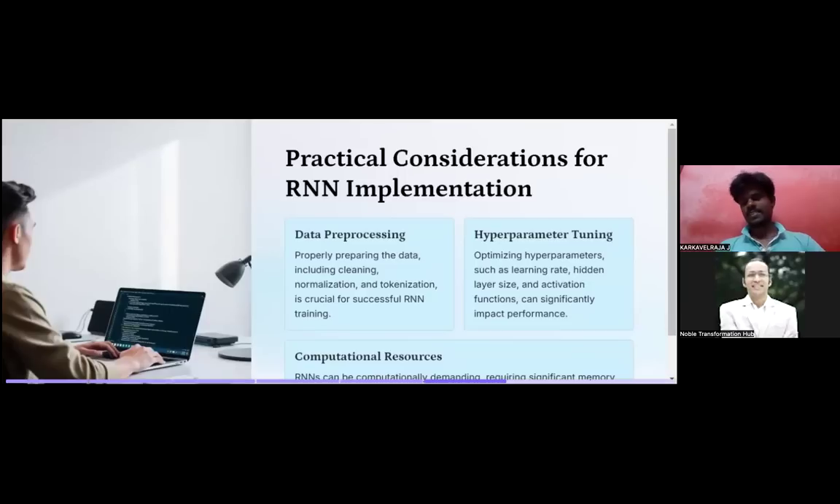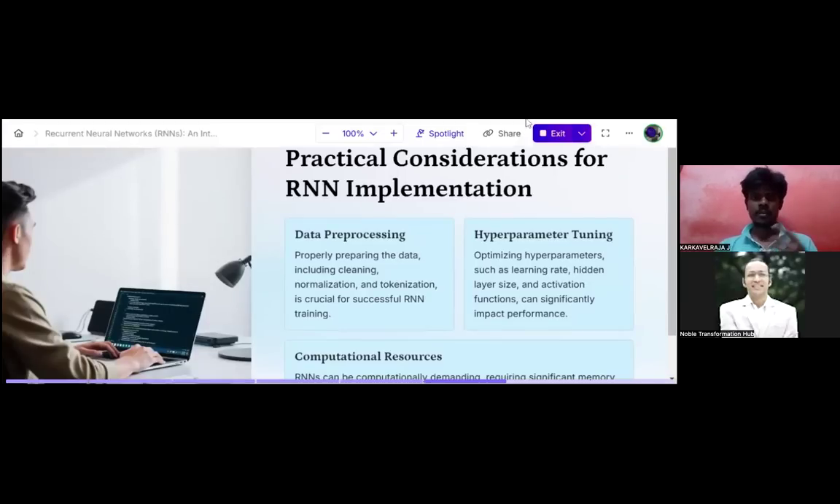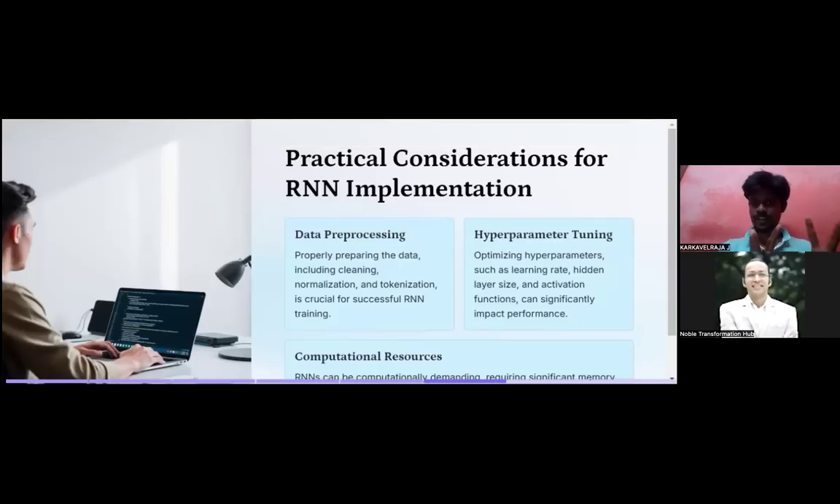Okay, let us understand the practical considerations for this RNN implementation. This is a time where we need to understand this, because in the next session we're going to see the coding part of RNN. Before that, let us understand what practical considerations we need to address before going for this RNN implementation.